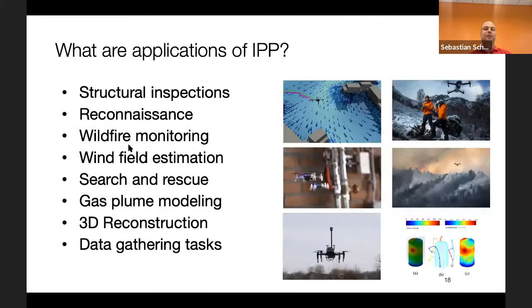Okay, what can we do in informative path planning? This is actually a very common problem. So there are many uses for this, and I'm not going to go through this whole list, but you can imagine anytime you have to gather data in an optimal way, or you're searching for something, this is a very relevant problem.